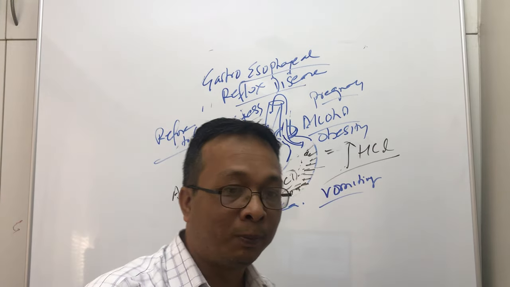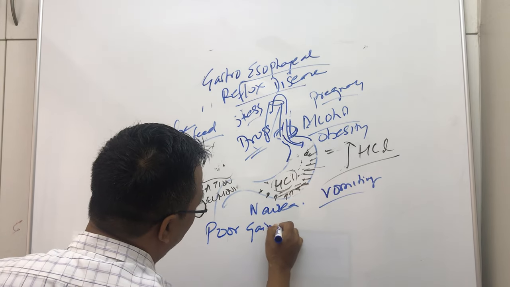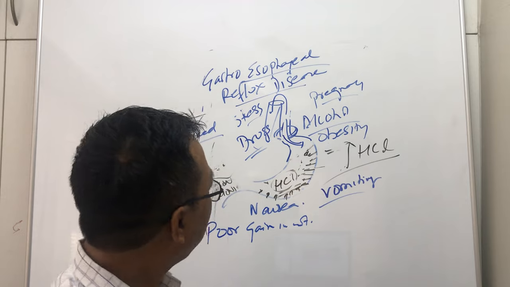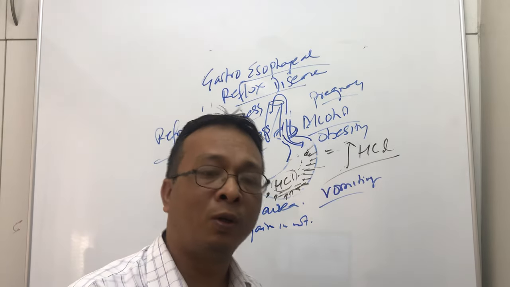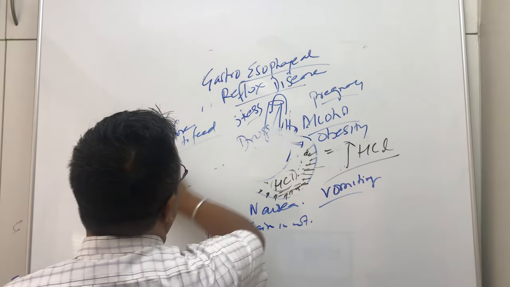They can have difficulty breathing. Very importantly, poor weight gain in babies. They don't gain weight. They refuse to feed. They cry for long hours. That happens in babies. What happens in adults?